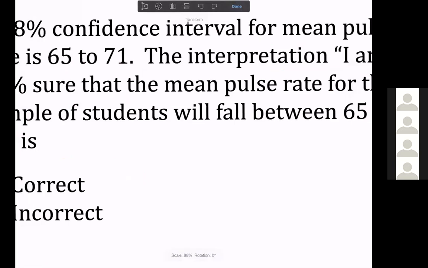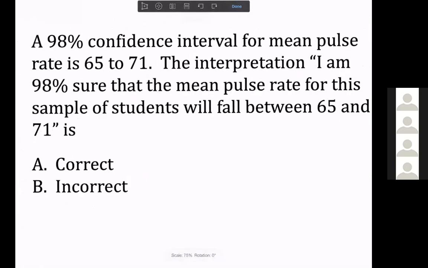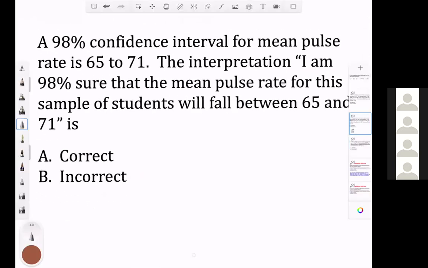What about this one? Same question. I mean, no, it's a little bit different. So I'm 98% sure that the mean pulse rate for this sample of students will fall between 65 and 71. Is that true? That sounds more like correct. Who said that? Let's see, was it you? No, Maria. No, it's me. It's Manpreet.